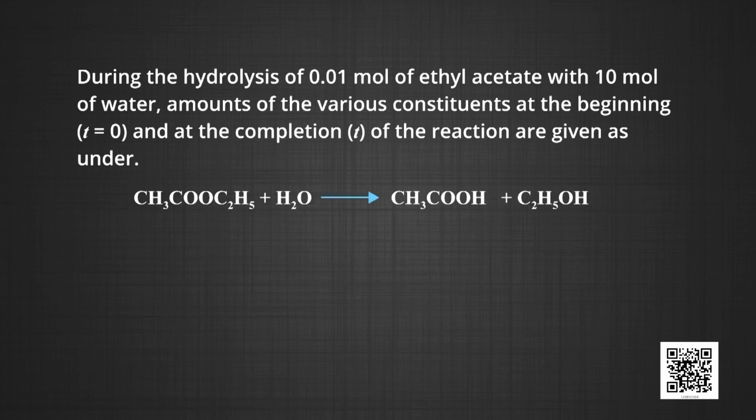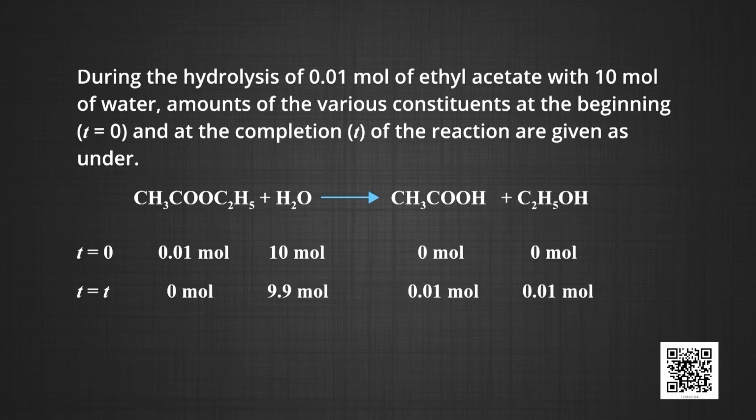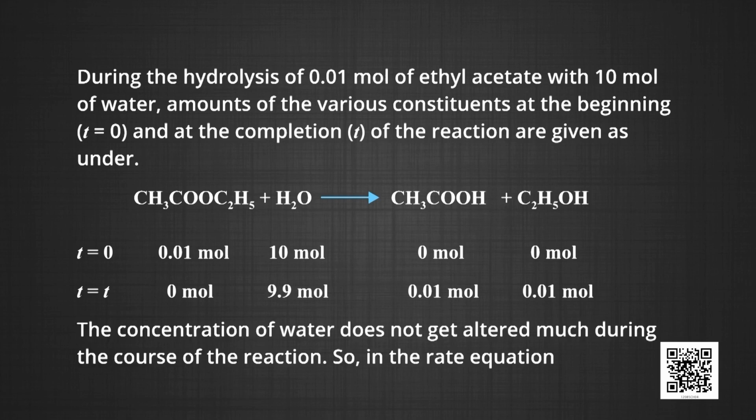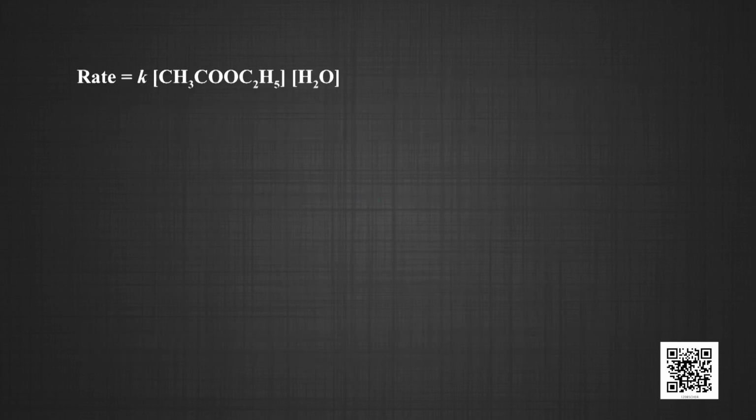That is CH3COOC2H5 plus water gives acetic acid CH3COOH plus ethyl alcohol, that is C2H5OH. Now, for this equation and the reaction, the data is in front of you, and from the given data you can see that the concentration of the water does not get altered much during the course of the reaction. So, in the rate equation, rate is equals to K molar concentration of CH3COOC2H5 and the molar concentration of water.